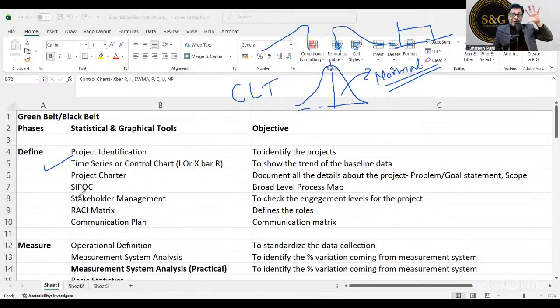But for defining the project, collect the complete 1 year data. Let's say you have customer complaints coming in. So you collect 1 year complete customer complaint data and you define it. If your sale is going down, you collect 1 year data to define how much it is going down.